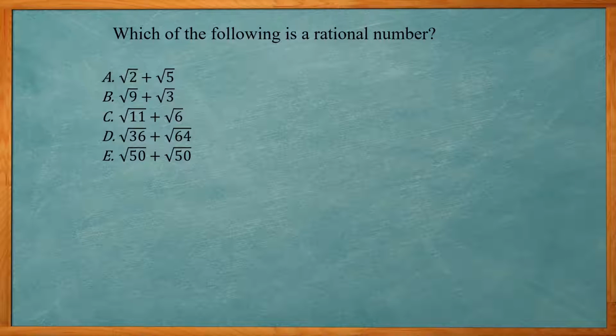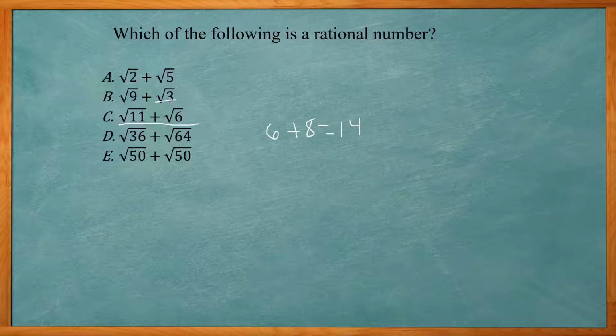And this one says, which of the following is a rational number? Okay, so again, we want to look for perfect squares. Look at D. Square root of 36 is going to be 6. Square root of 64 is going to be 8. So that's going to give us a value of 14. All the rest are square root of 2, 5, we got square root of 9, but we're adding square root of 3, so that's going to be irrational. Square root of 11 and 6 is going to be irrational. And square root of 50 will be irrational. So D would be the only one here with perfect squares and give us a rational number.